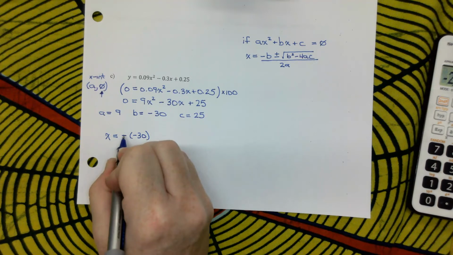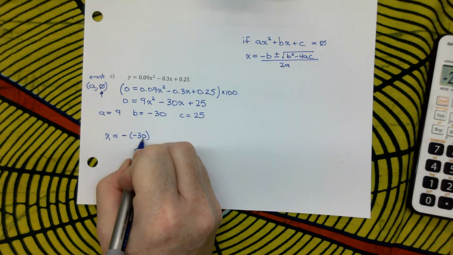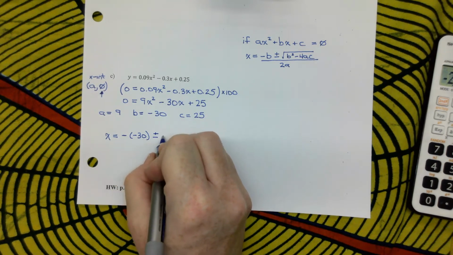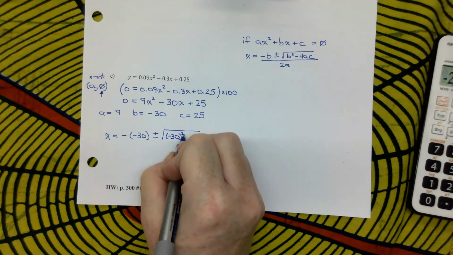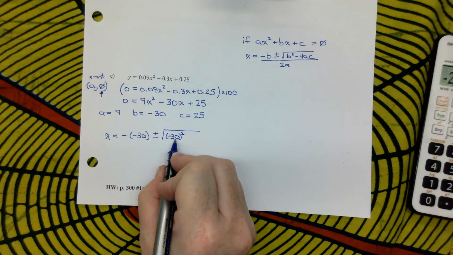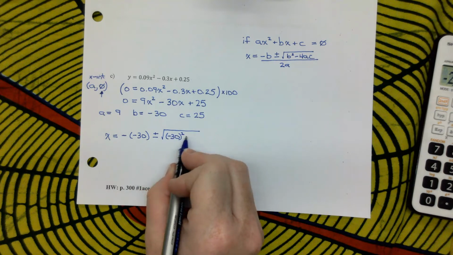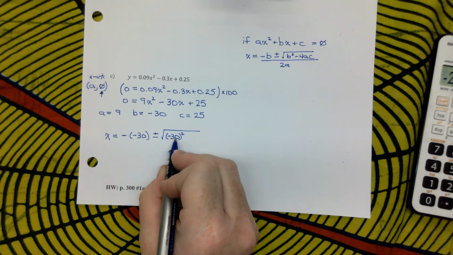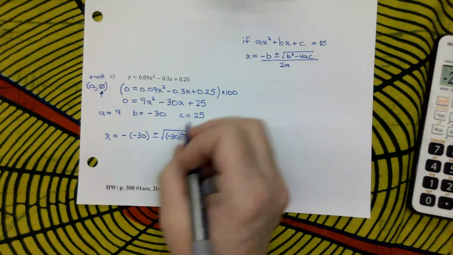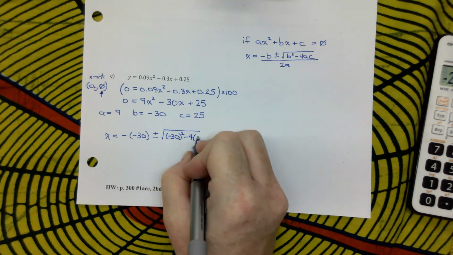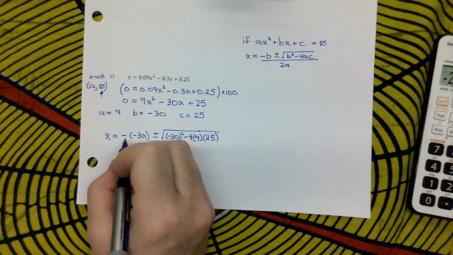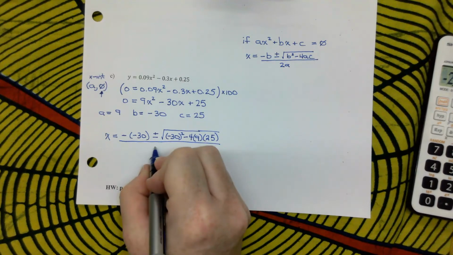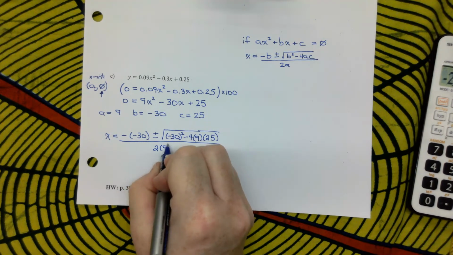So x is equal to negative, now this is a negative, so I have two negatives, right? So it's negative, but B is negative, so I have negative negative 30, plus or minus the square root of negative 30 squared. Be really careful when you have a negative number. It needs to go in brackets, because if you don't have it in brackets, it would equal negative 900. By putting the bracket, you're saying it's negative 30 times negative 30. Minus 4 times A, which is 9, times C, which is 25. And all of this is over 2 times A, which is 9.